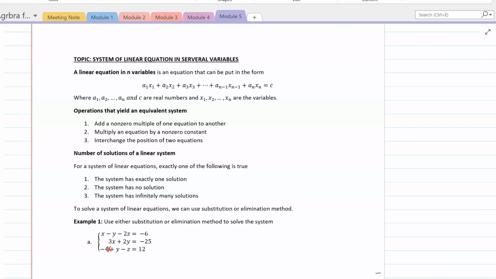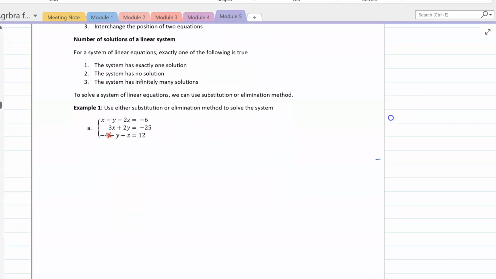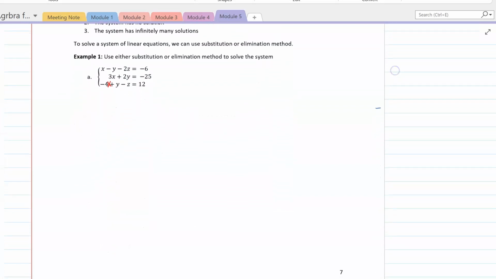There are 3 types of solution in a linear system. You can have exactly one solution, you can have no solution, or you can have infinitely many solutions. You can solve by either using the substitution or elimination method. I'll go ahead and try to solve this first example using substitution.